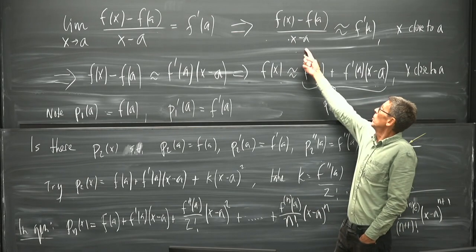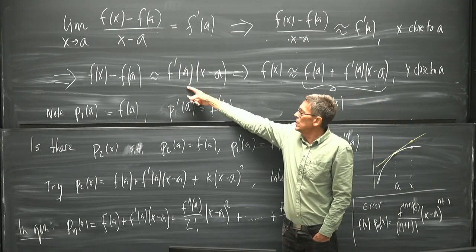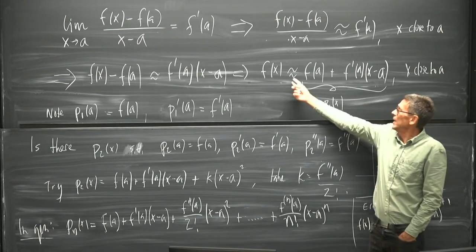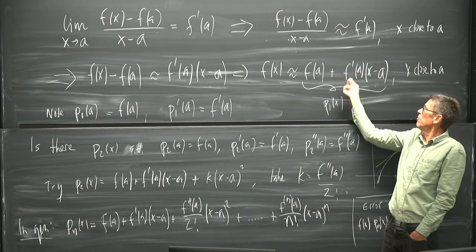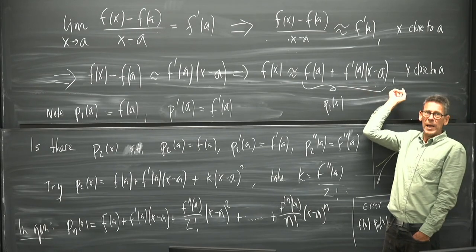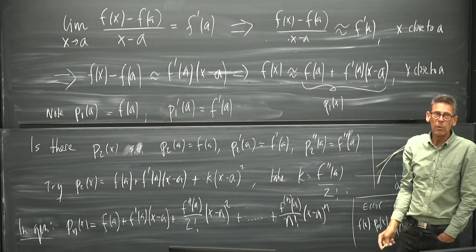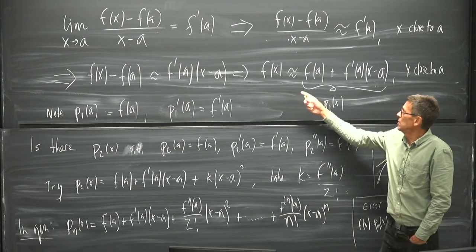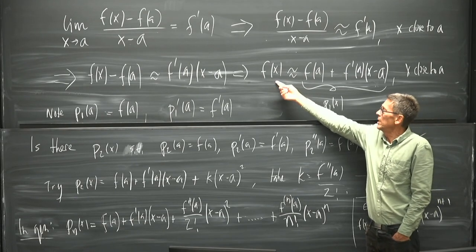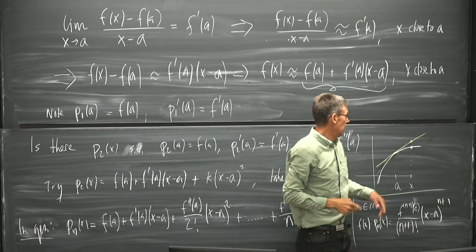And so here you can multiply both sides with the denominator, and you get this. And if you move this number over to the other side, you have f of x approximately equal to f of A plus f prime of A times (x minus A) for x close to A. And this is the formula for linear approximation. One way to express this graphically is that you can approximate the graph of the function f with a tangent, like in this picture here.